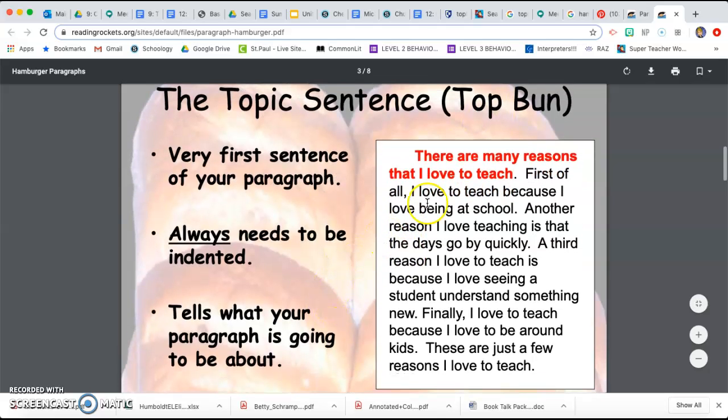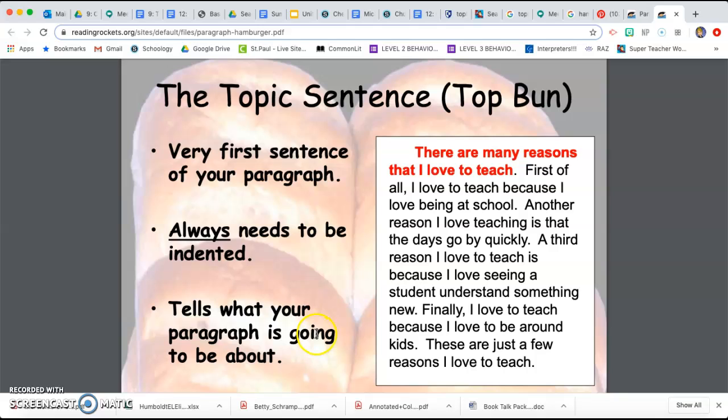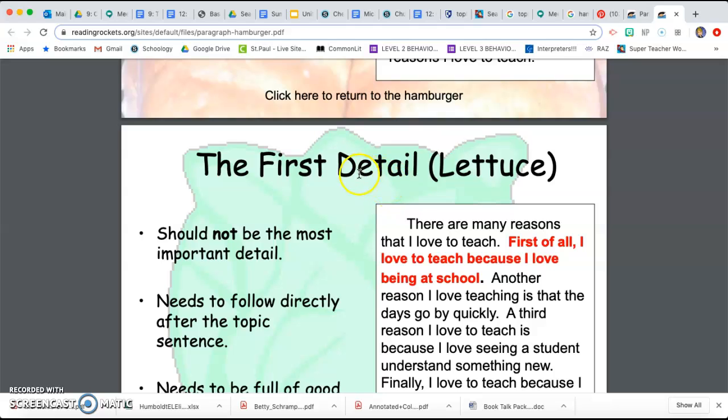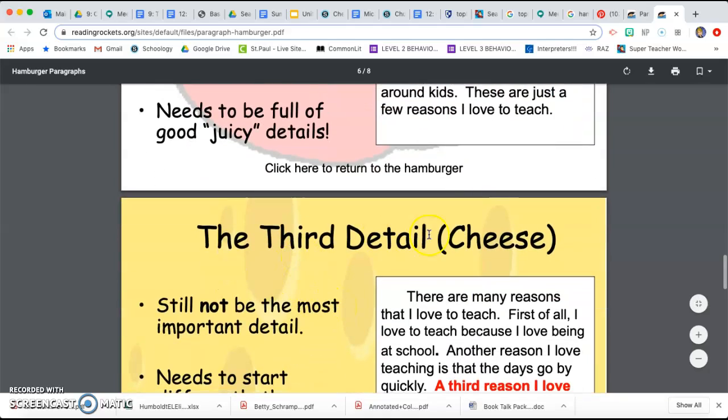Here's an example paragraph. There are many reasons that I love to teach. Okay, so that first sentence tells us something. It tells us that we are probably going to learn about why this person enjoys teaching. There will probably be some examples. Notice here that there's a big space. This is called indenting, and we need to always indent the very first line of our paragraph. This tells us what our paragraph is going to be about. It's going to be about why this person enjoys teaching. Then we come down to the details. So we'll think about these details like the lettuce and the tomato and the cheese.